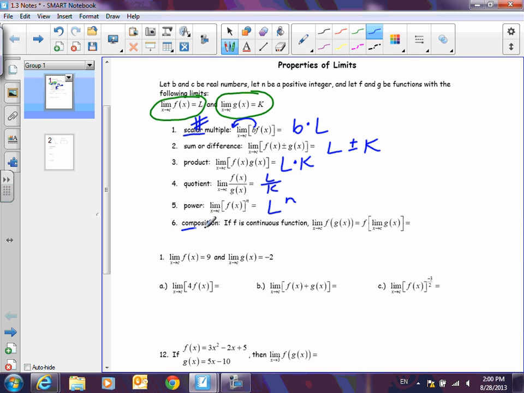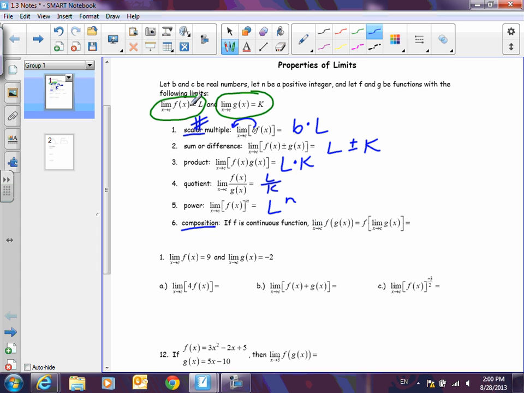Now, composition. Do you remember in Algebra 2 and in pre-cal when you did f of g of x, where instead of plugging a number in, you had to plug a whole other function in? Do you remember how gross that got sometimes? This is going to get you out of that work, okay?